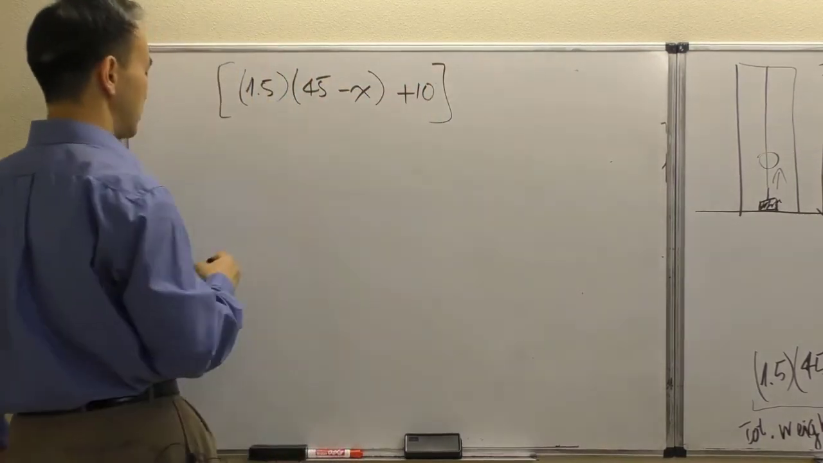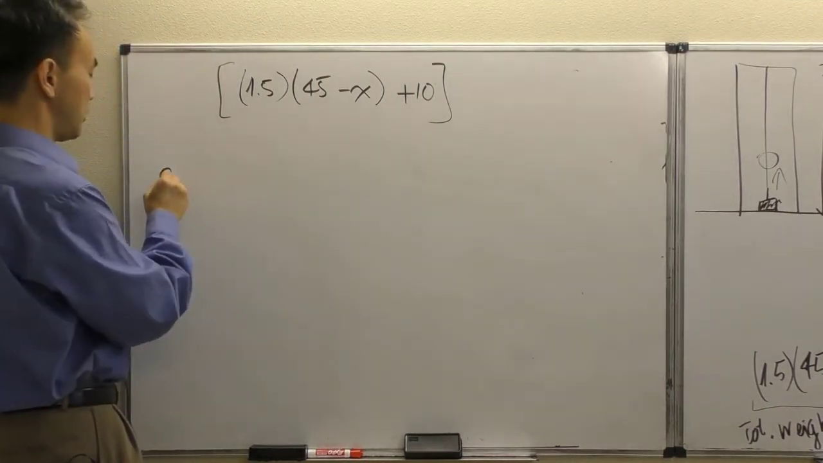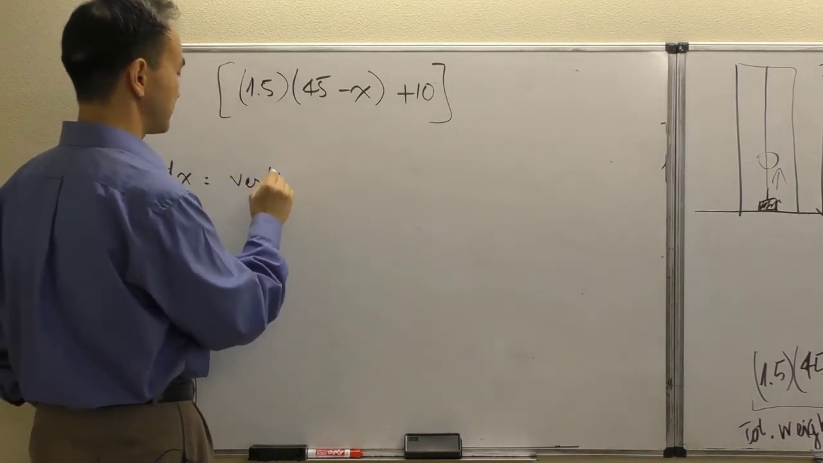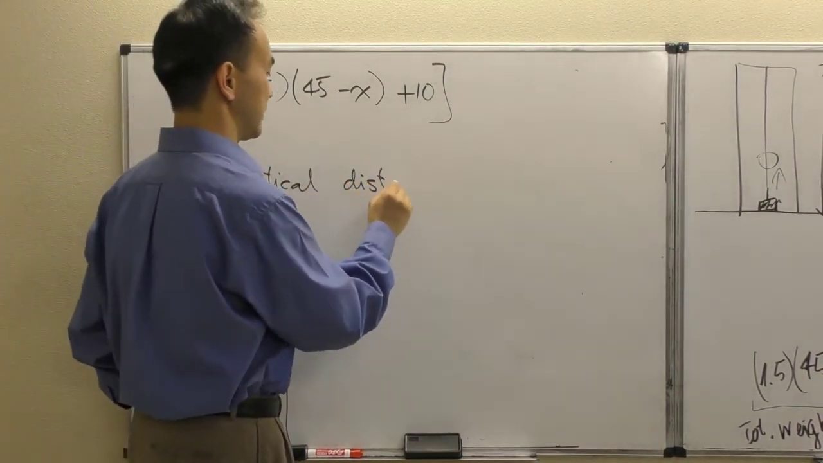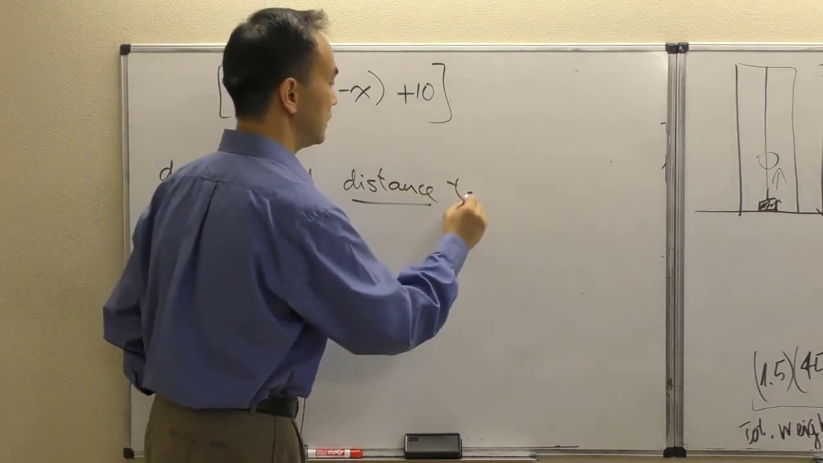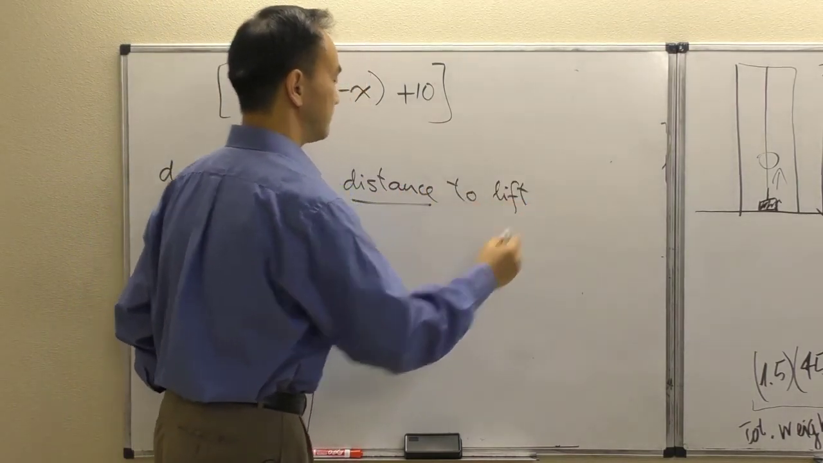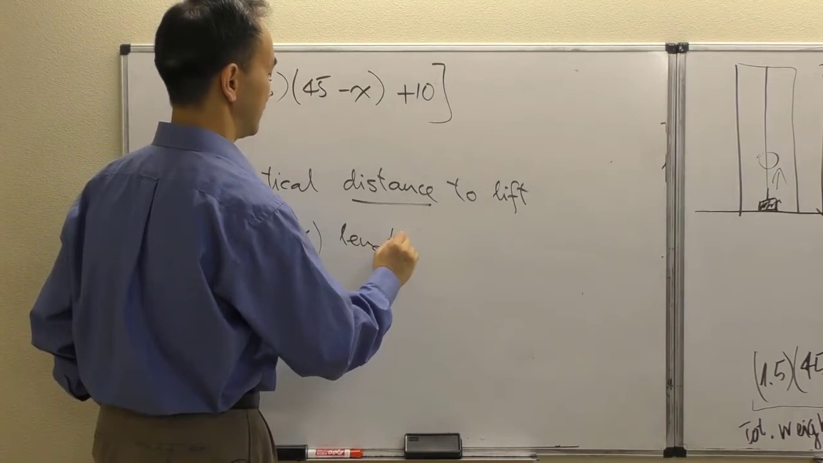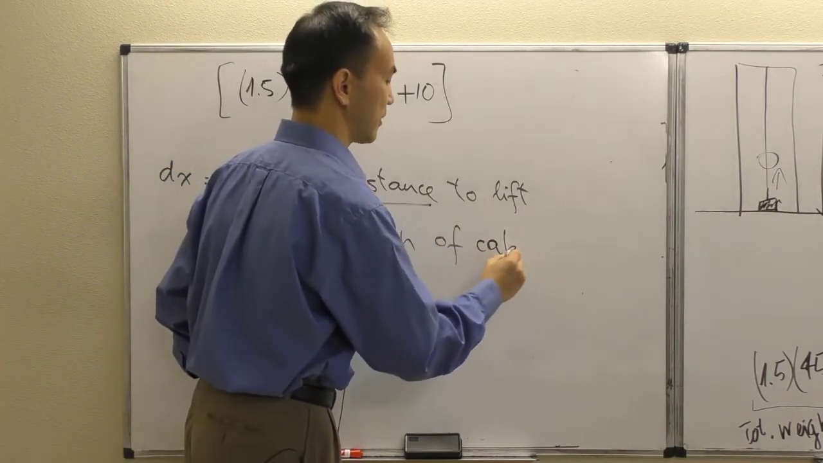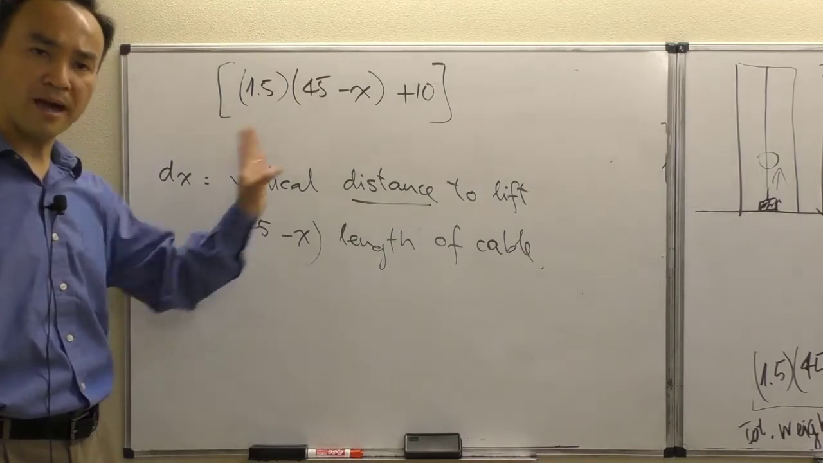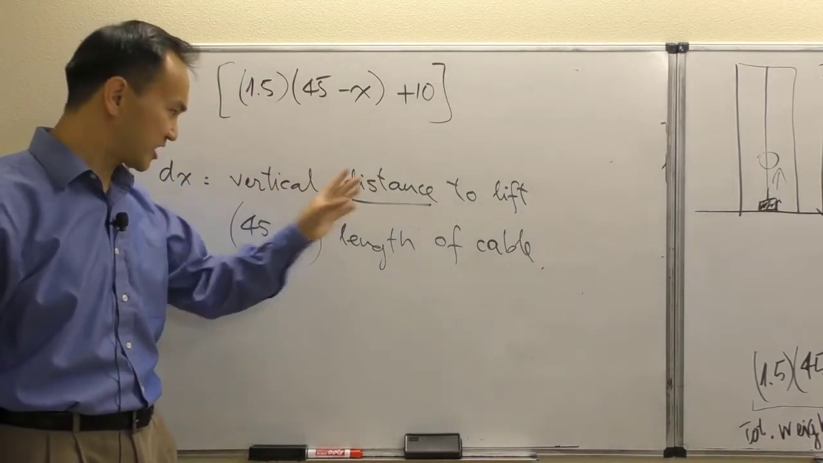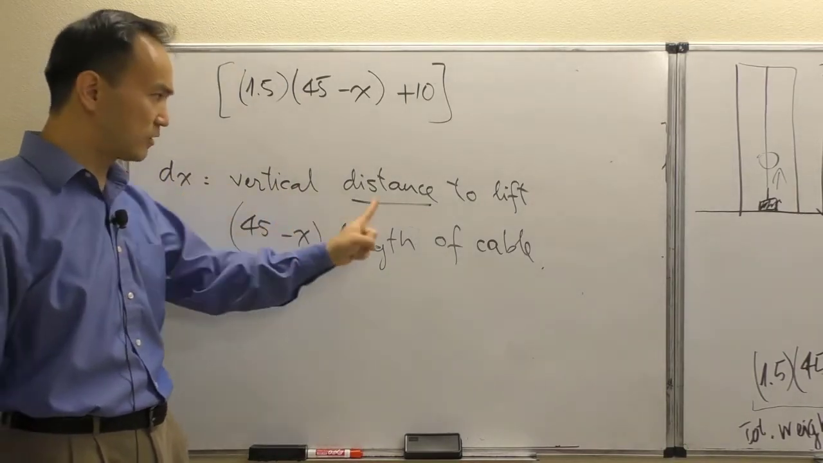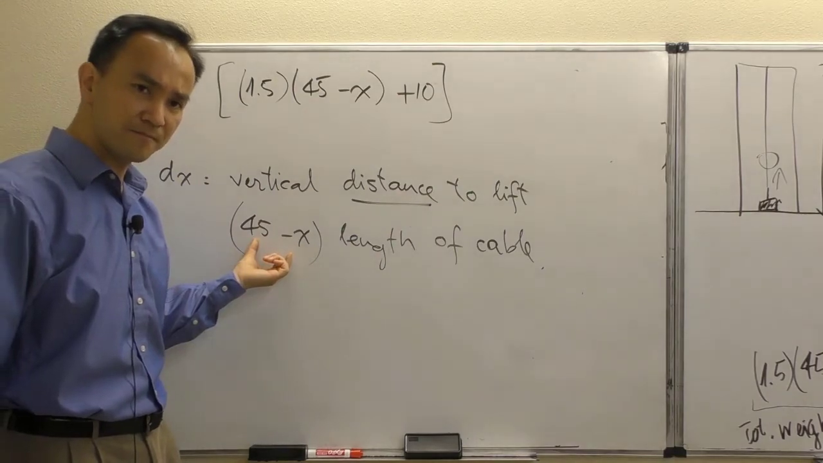With that there, allow me to quickly make a note right here. I'm going to call dx the vertical distance to lift 45 minus x length of cable. I could have also worded it this way back in part A of the example as well. But precisely speaking, whatever the length there, we're trying to lift an infinitesimally small amount, a vertical distance, to lift this amount.